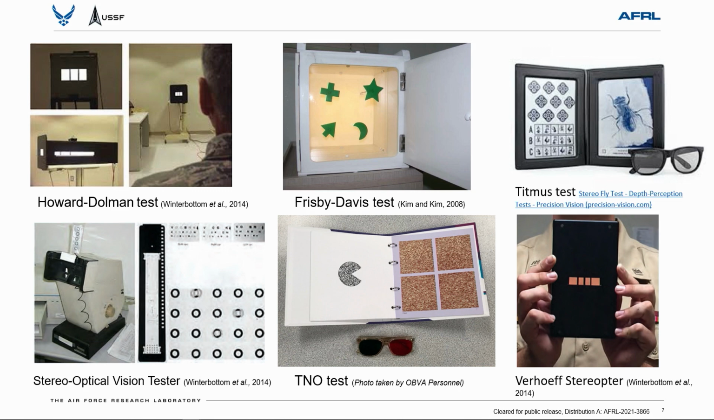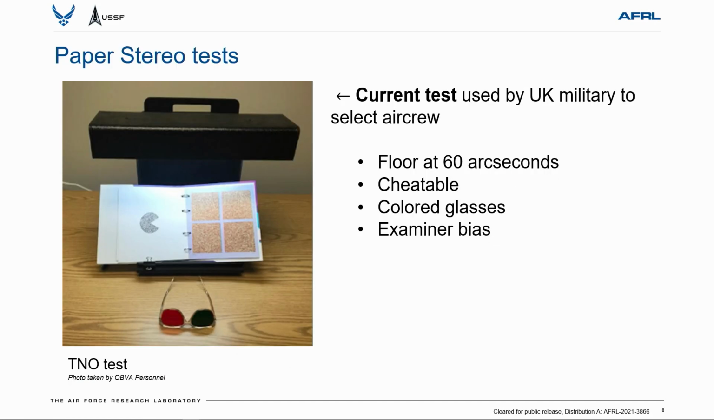The TNO test is what we use in the British military, and the Verhoeff stereopter is another form of, like the Howard-Dolman, that uses real depth cues that the user has to move in and out towards them. So the TNO test is a paper-based booklet that uses random dot stereograms, which is considered the gold standard of stereo tests because it doesn't have any contours and you're less likely to have monocular cues. But taking that into consideration, you're still going to get poorer results with the TNO test because the difference in luminance with the color anaglyph glasses makes your stereopsis worse.